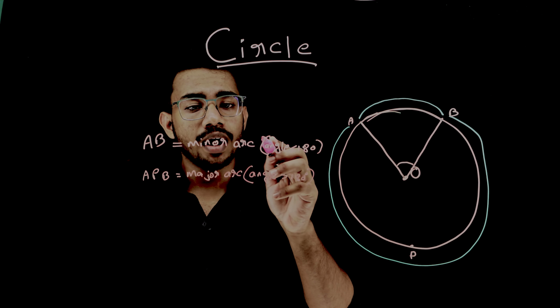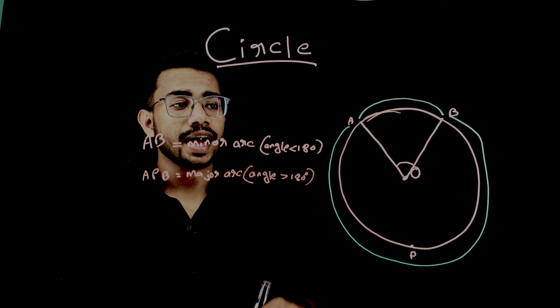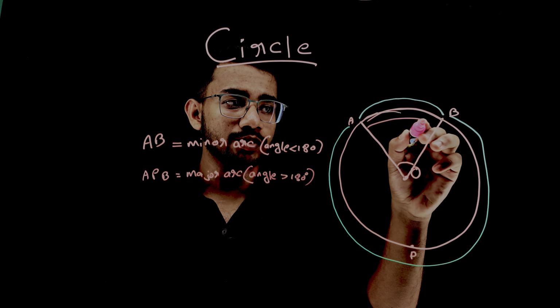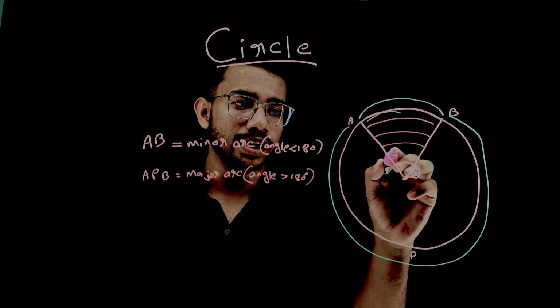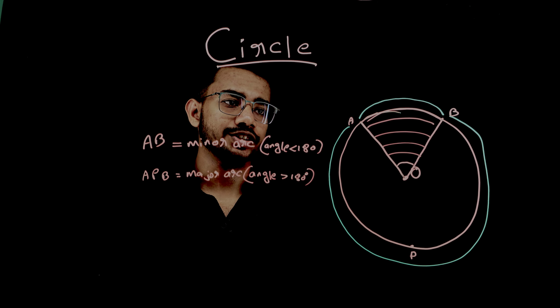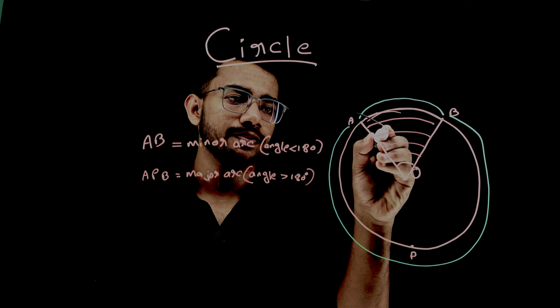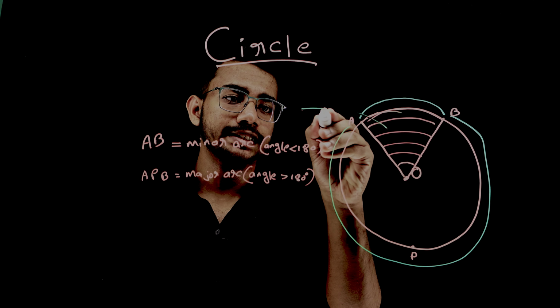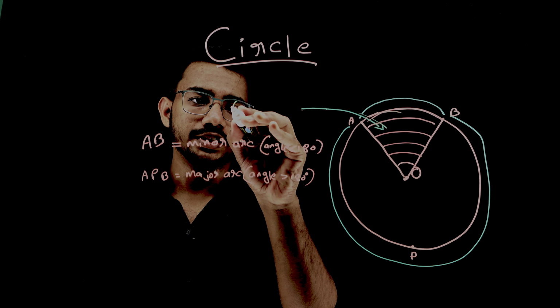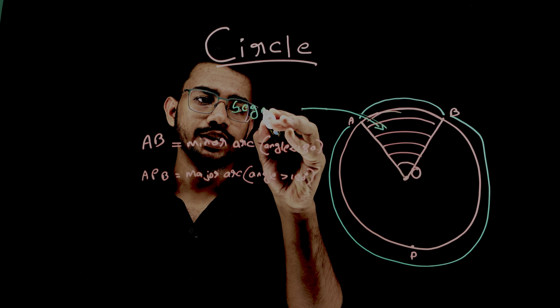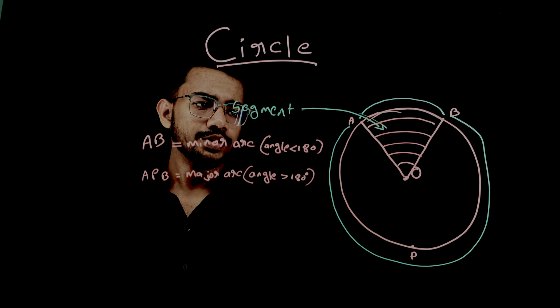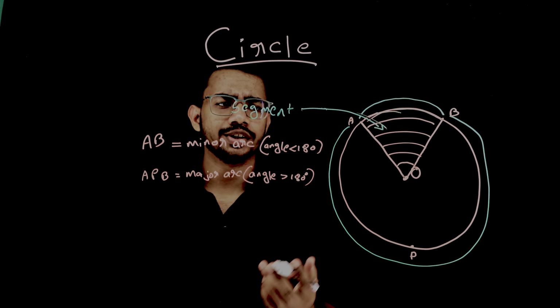Now, for the same arc itself, if I'm shading this particular arc section, this particular section is termed as the segment. This is what we call the segment of the circle. So that's about the main terminologies when it comes to a circle.